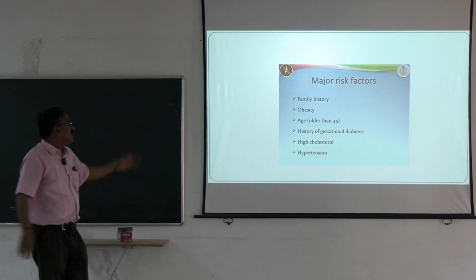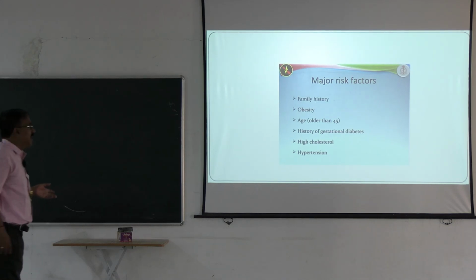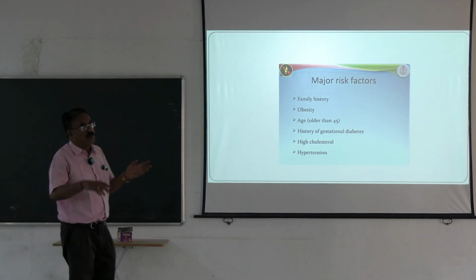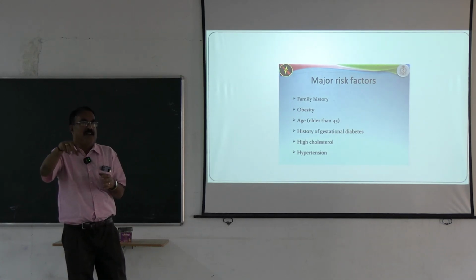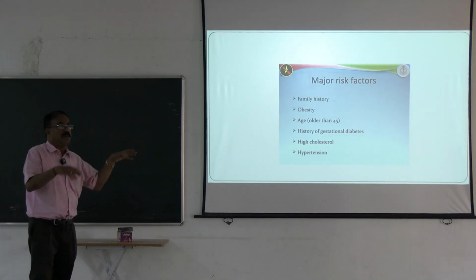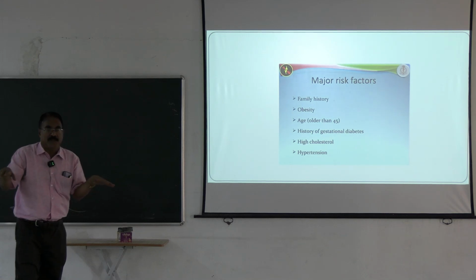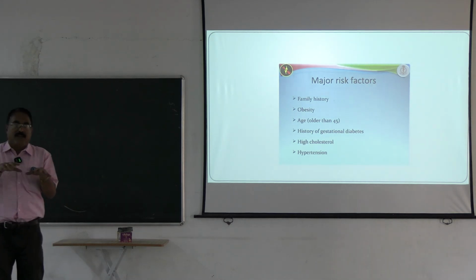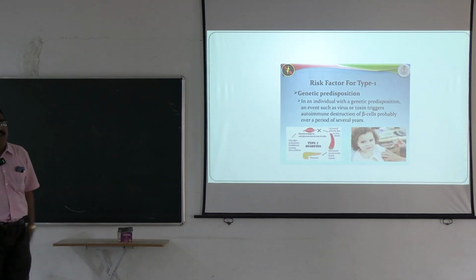So here again, risk factors: obesity is once again a risk factor, family history is a risk factor, history of gestational diabetes, high cholesterol. Though it's separate, a person with high cholesterol is likely to have diabetes also, and hypertension. So diabetes has multiple risk factors, some of them overlapping with cardiovascular disease and hypertension. So these are the genetic factors.